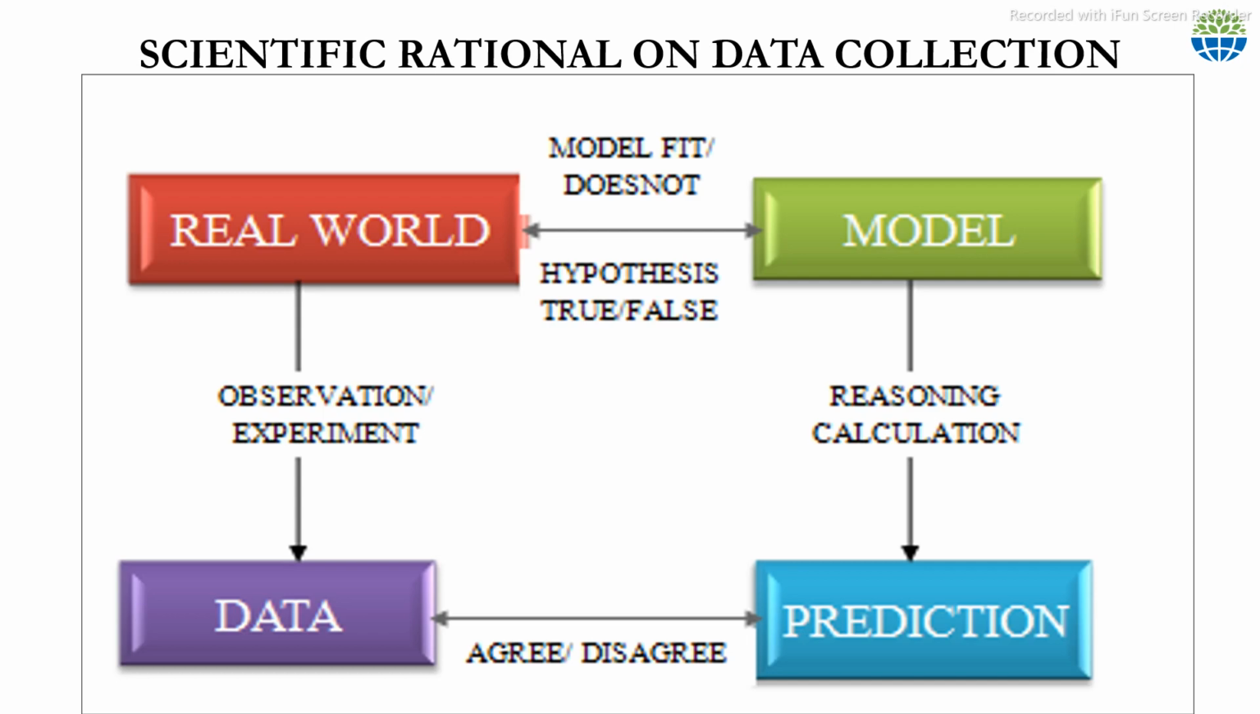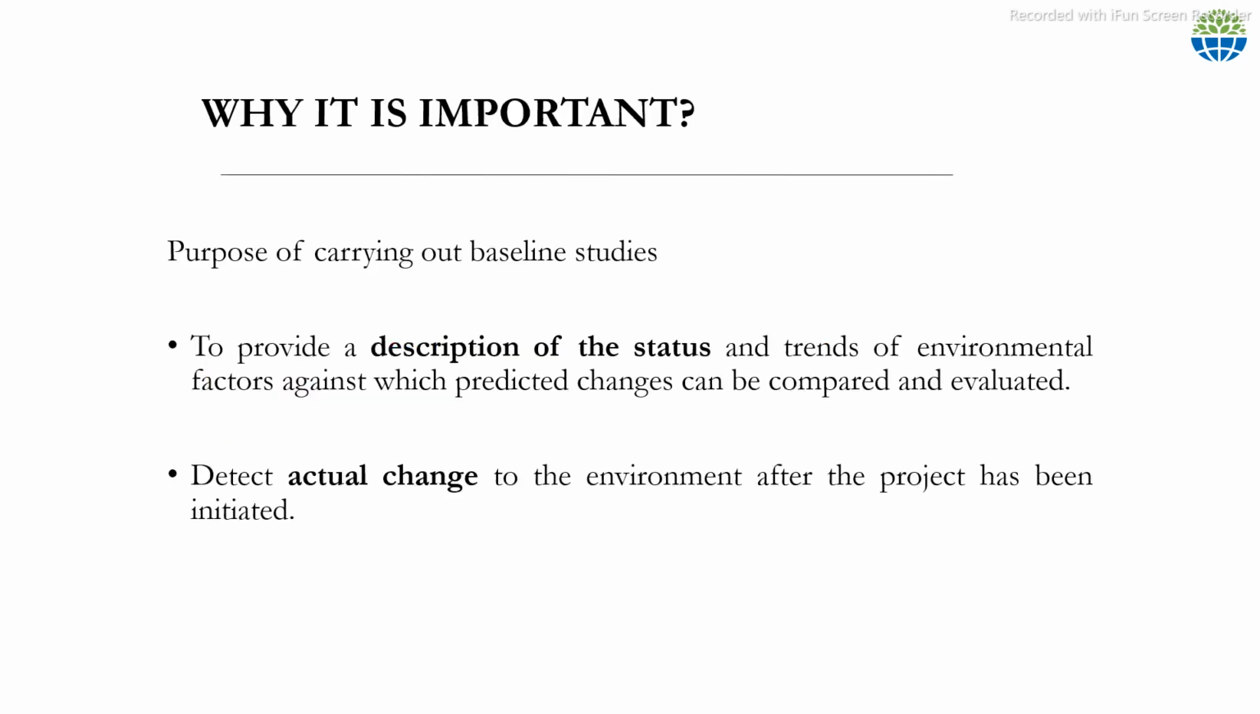Then if we agree on the data, we can go for prediction. If we are predicting something with the reasoning calculation, then we can make some model. And if these models are based on a hypothesis, or they fit the hypothesis, then we can supply it to the world. This is the actual flow diagram of data supplying to the world.